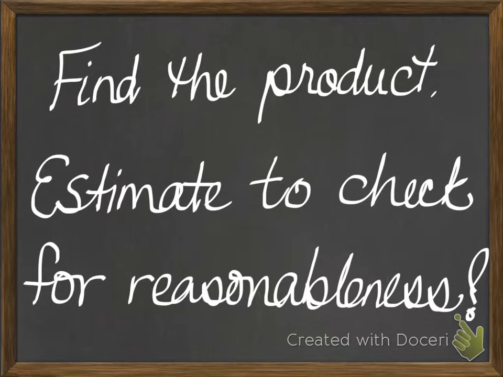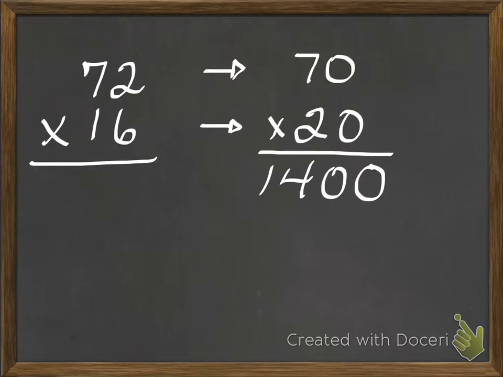All right, we're going to find the amount, find the product. We're going to estimate to check for reasonableness, making sure that our answers are close to what they should be. So first we have 72 times 16. I have rounded 72 to 70 and 16 to 20. 70 times 20 is 1400. I know because 2 times 7 is 14, and then I just tacked on those zeros. I did it in my head. I didn't have to multiply anything out.